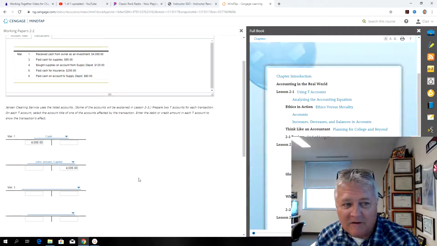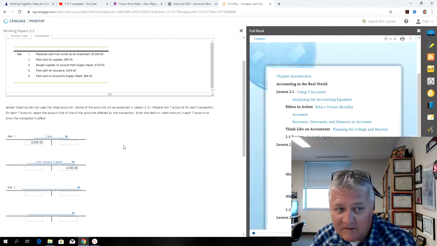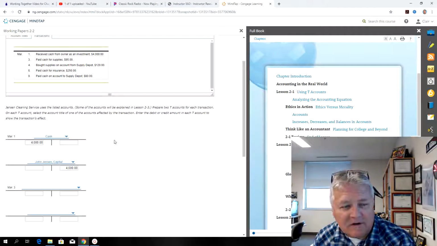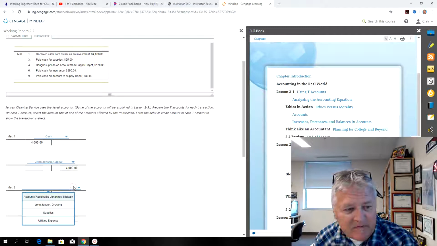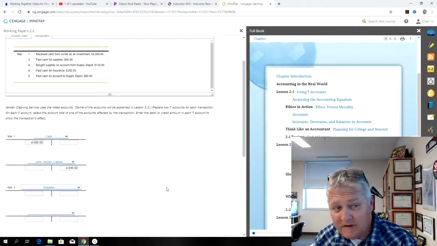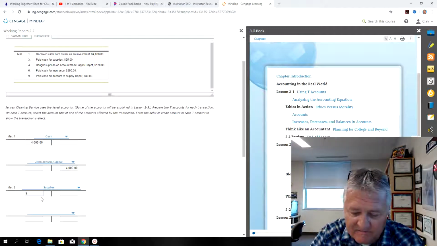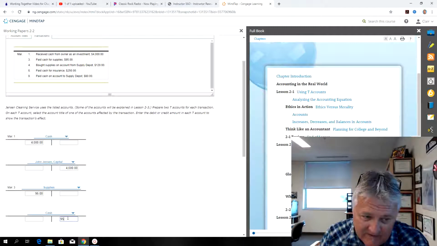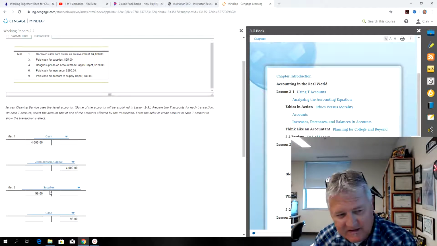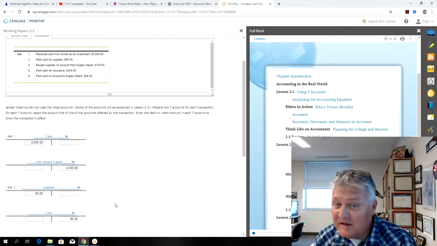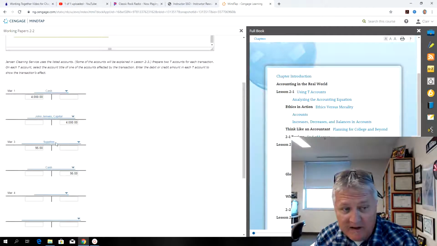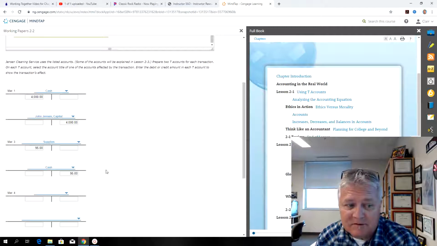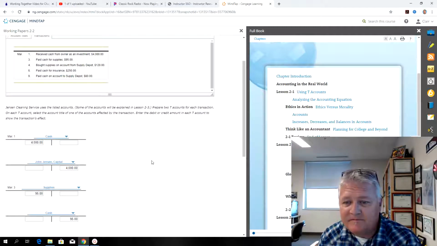So I'm going to March 3rd, and it said paid cash for supplies. So there's an unwritten rule in accounting. Always do your debits first. So I'm going to do supplies, and that's going to be a debit of $95. And my credit's going to be cash because I paid cash, and that's going to be a credit of $95. So if you remember, that's an increase to supplies of $95 and a decrease to cash of $95, and they're both asset accounts.